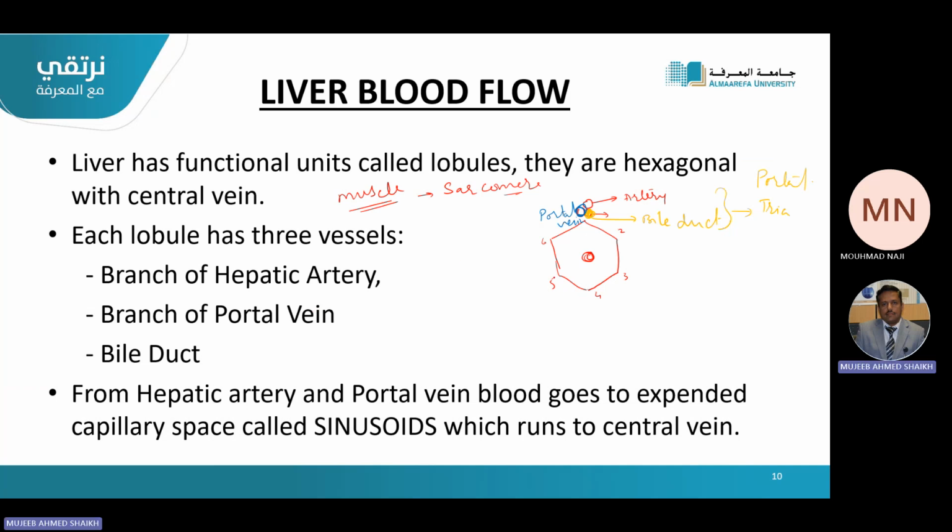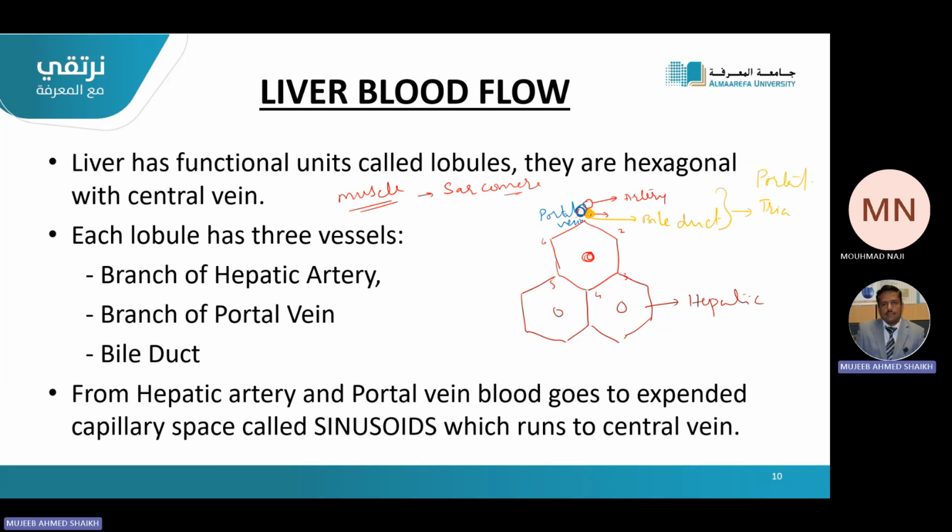So similarly, this is the one structure. The second lobule will be from this side. Like this, the central vein and the 6 sides will join to form a honeycomb structure. This is called a hepatic lobule.